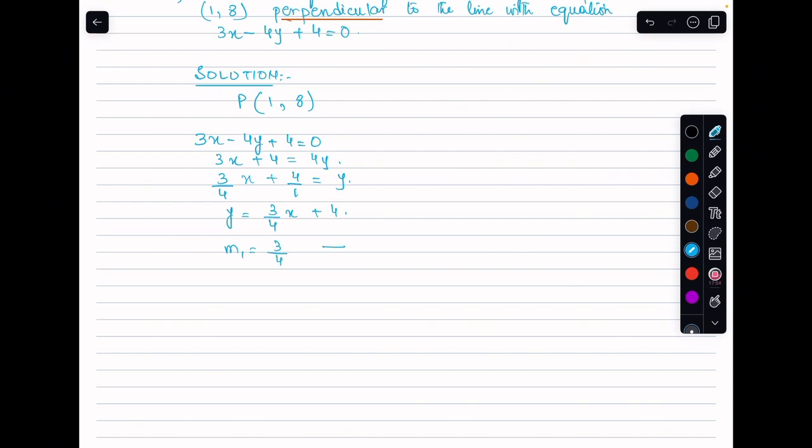Then for the required line, it has to be the negative inverse. Therefore, negative means I have to have the opposite sign, and the inverse of 3 by 4 is going to be 4 by 3. So I have the gradient of the line, which is negative 4 by 3. So again, I have the point, which is 1 comma 8.